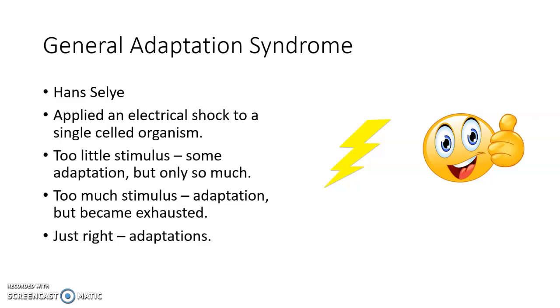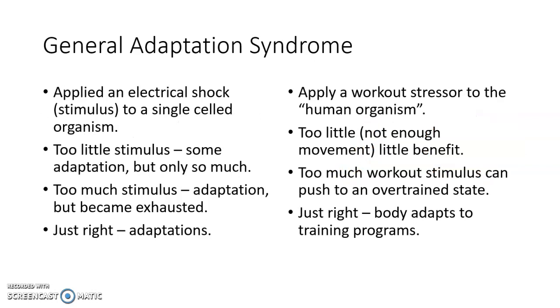And he found if there was too much or too little stimulus, that single-celled organism, if it had too little stimulus, would adapt, but then only so much. And then if you had too much stimulus, it would adapt and it would continue to try to adapt, and it just couldn't keep up with the stimulus applied, and it would become exhausted and then eventually just die. But if you have just the right amount of stimulus at the right intervals, etc., you'll have adaptations to that stimulus.